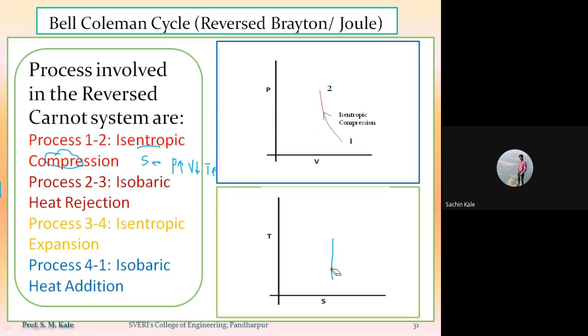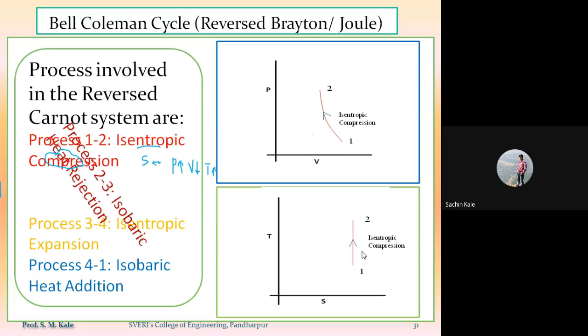So here the deciding factor is nothing but temperature. So as temperature is increasing, that's why that process 1 to 2 should be in the vertically upward direction. So here I will draw that process 1 to 2. So that process 1 to 2 will be likewise. Are you getting? So this is nothing but the isentropic compression process on the PV and TS diagram.